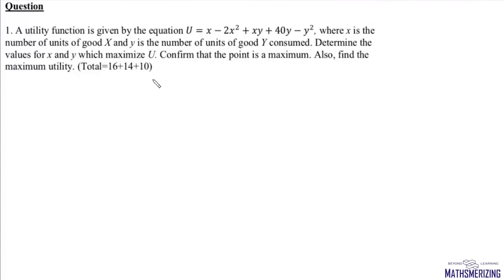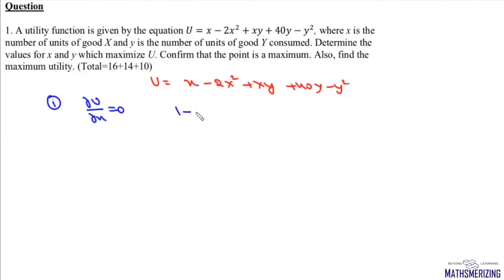So we are given this utility function, which is u equals x minus 2x square plus xy plus 40y minus y square. Now first step, we'll find its critical points. So we'll partially differentiate this function with respect to x and put it equal to 0. We'll get 1 minus 4x plus y equals 0. So we have our first linear equation, 4x minus y equals 1.